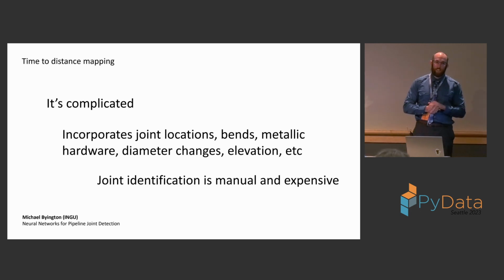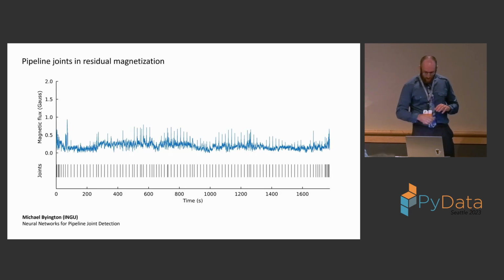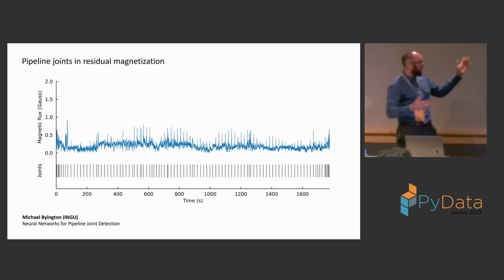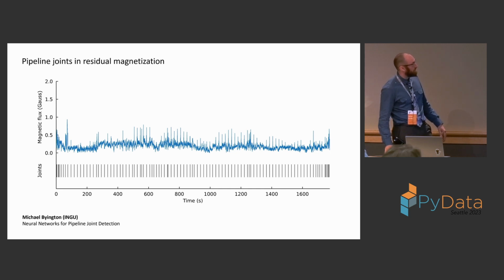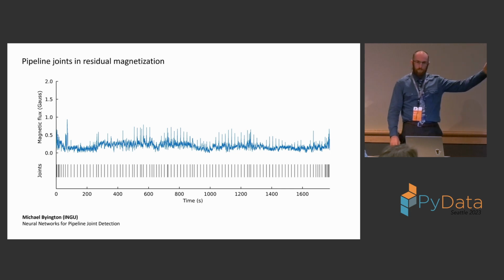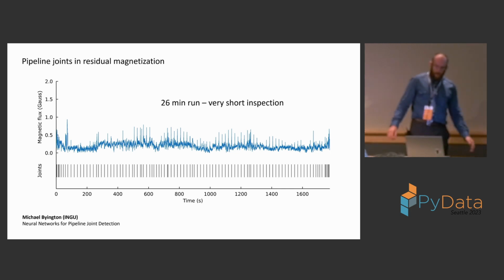The other problem is joint identification is very manual and very expensive. And this is what I was hired to solve 2 years ago. This is a very short piece of pipe. This is probably somewhere between 800 and 2,800 kilometers, I would guess. This whole survey took like 25 minutes.